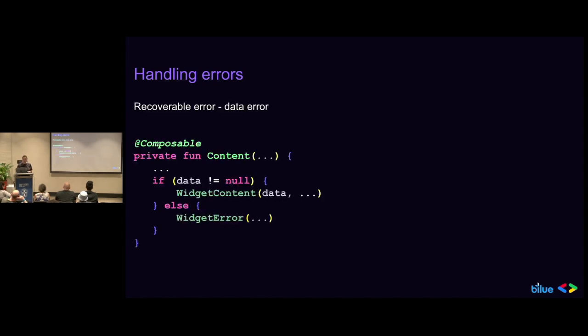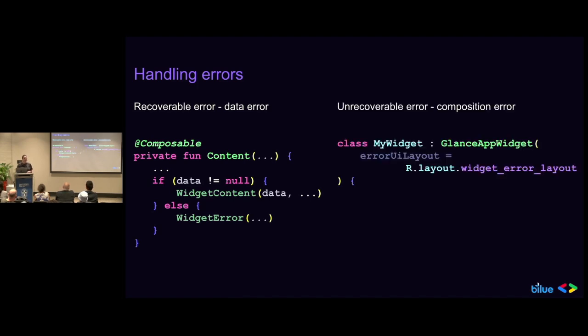You also need to consider handling errors. So what happens when something goes wrong? We have recoverable errors. This is just the same as regular Jetpack Compose. You don't have the data you want. You can show a nice error screen to the user. It's all good. Give them a way to refresh, or tell them to re-add the widget if that's the easiest way out of the problem.